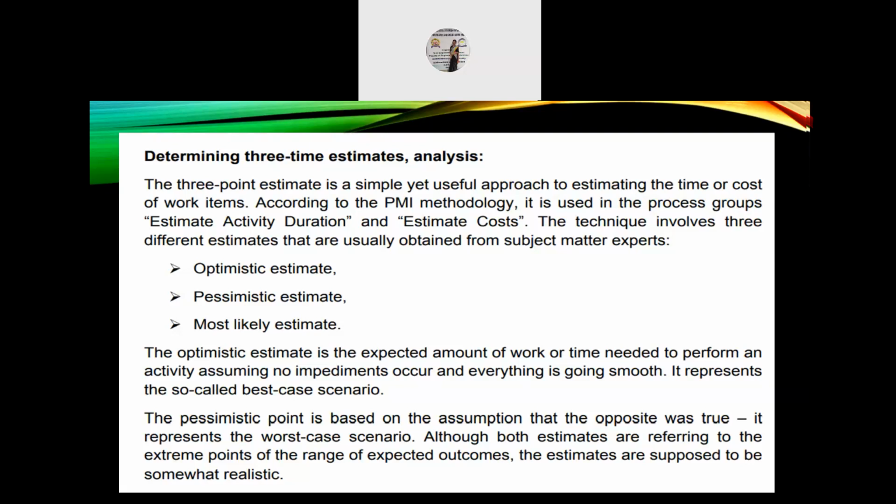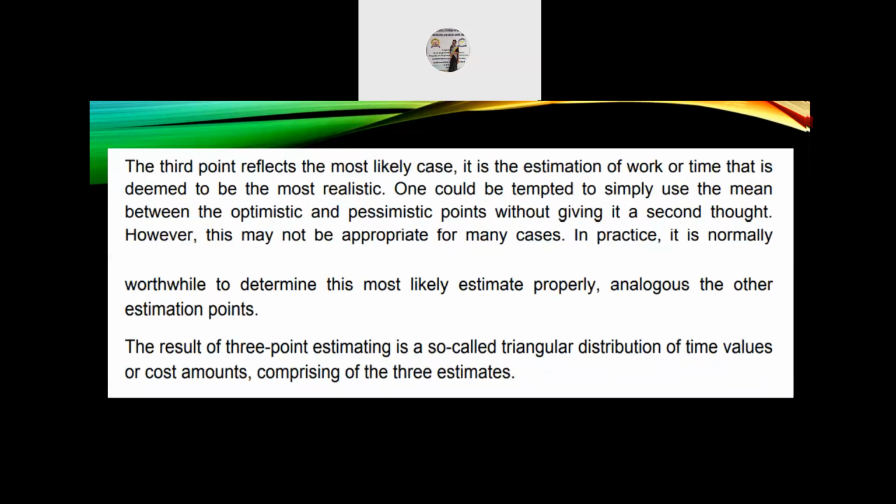The optimistic estimate is the expected amount of work or time needed to perform an activity assuming no impediments occur and everything is going smoothly. It represents the so-called best case scenario. The pessimistic point is based on the assumption that the opposite was true. It represents the worst case scenario. Although both estimates are referring to the extreme points of the range of expected outcomes, the estimates are supposed to be somewhat realistic. The third point reflects the most likely case.